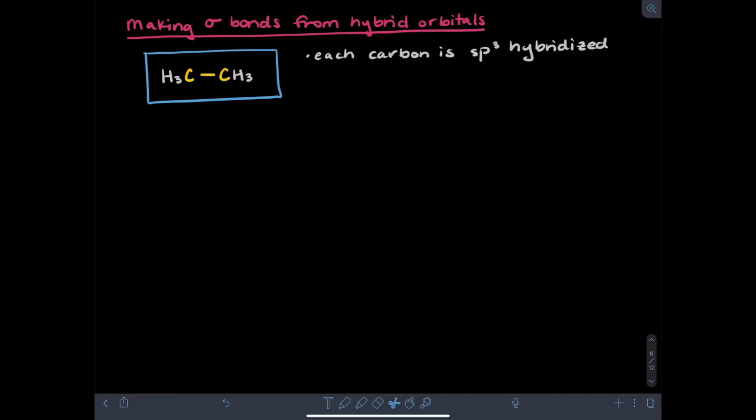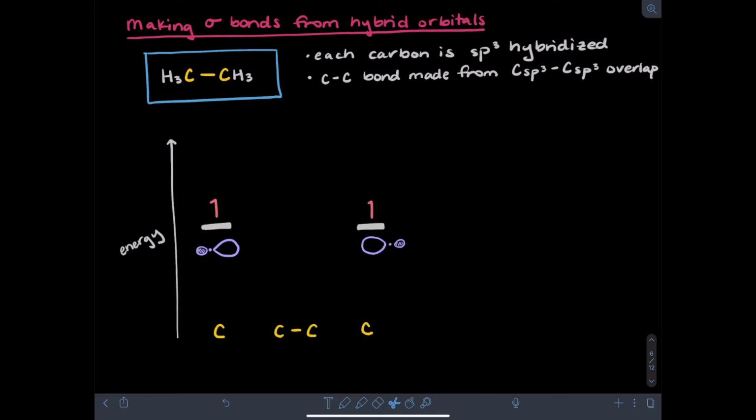So each carbon in ethane is sp3 hybridized because it has 4 groups around it. And so in my molecular orbital diagram, I'm going to be forming my carbon-carbon bond from an sp3 hybrid orbital on each carbon. So starting my molecular orbital diagram, I'm showing an sp3 hybrid orbital for each carbon. Before bonding these carbons together, each of these orbitals has 1 electron in it.